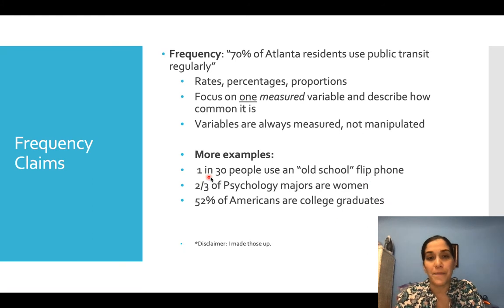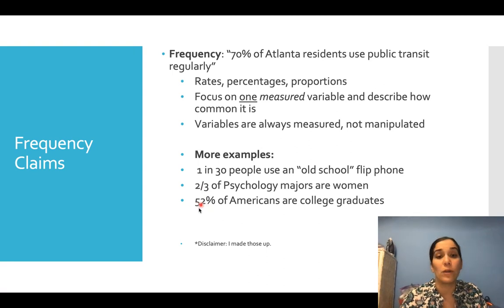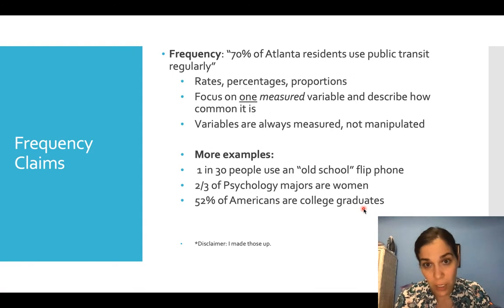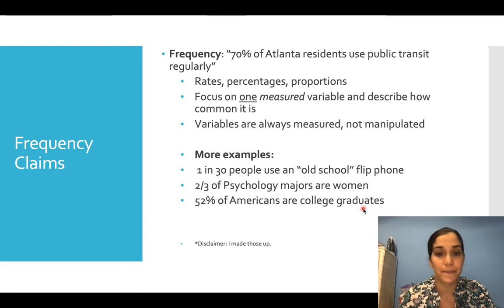But the 1 in 30 is the rate, right? 2/3 is the rate. 52% is the percentage. It gives you information about your population, and nothing is manipulated. You're just measuring that one variable. In this case, the variable that you're measuring is how many people have this old school flip phone. In this case, you're measuring how many people that are psych majors identify as women. In this case, you're measuring how many people in America graduated from college. Okay, so those are your variables.